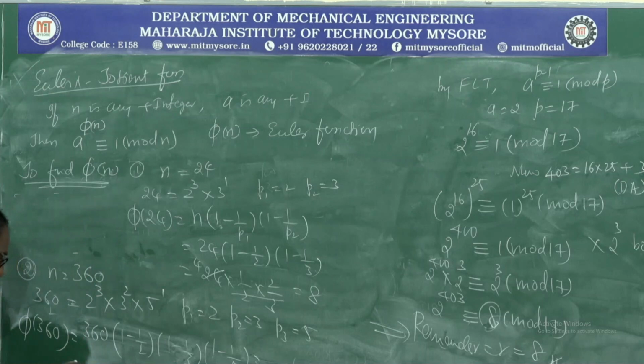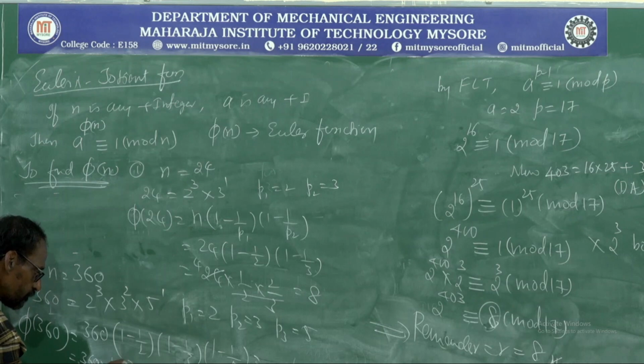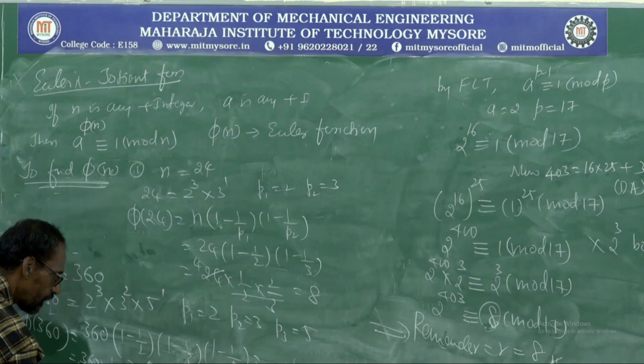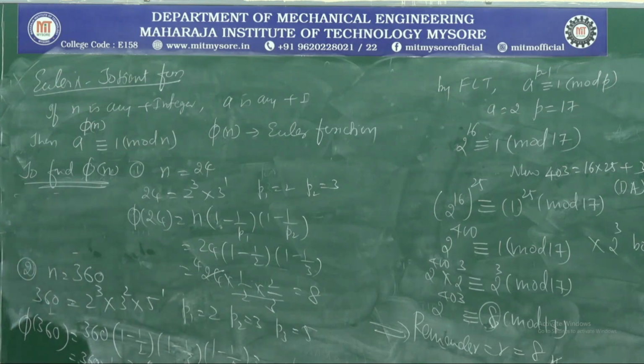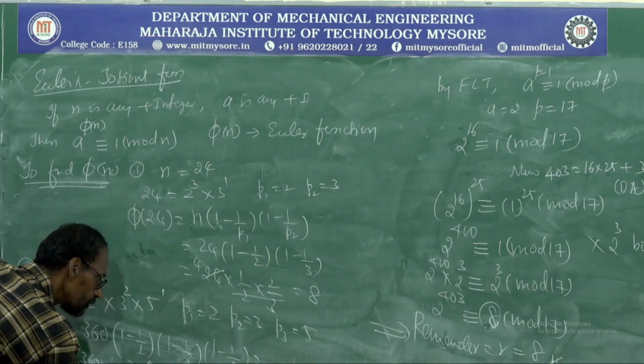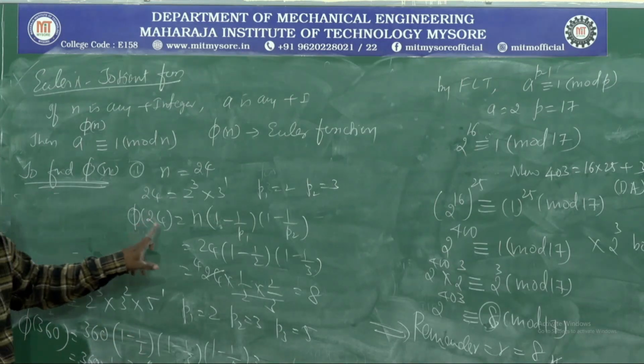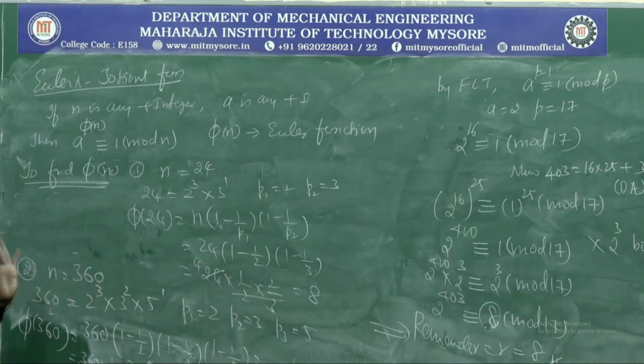So that is equal to 360 times 1/2, 2/3, 4/5. 5 threes are 15, into 2, 30. 360 by 30 is 12, into 8, 96. So phi of 360 is 96, phi of 24 is 8, like that.